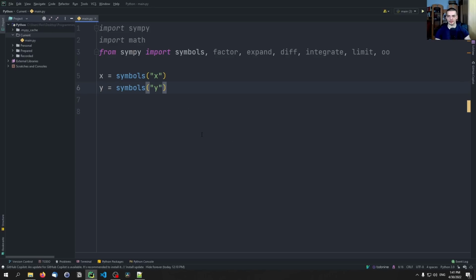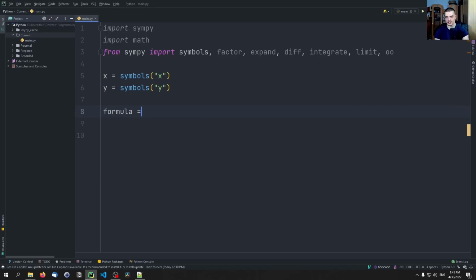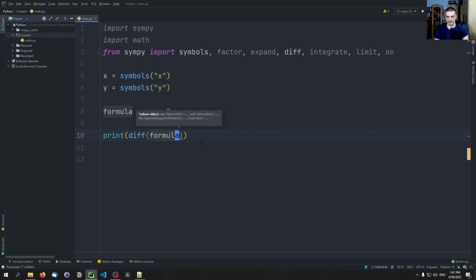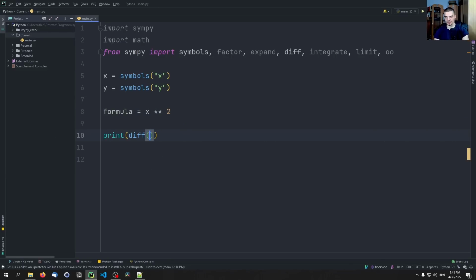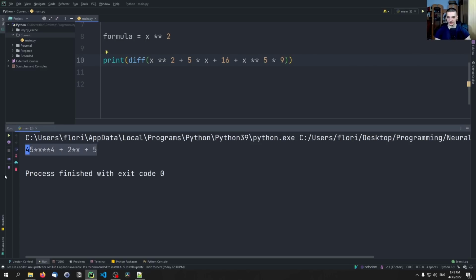So essentially what we can do here is we can say we have some formula, and this formula is, for example, x to the power of 2, and now we want to take the derivative of that. So we can just go ahead, and this is actually very, very useful. I can say diff formula. And then you can see that it takes the derivative of x squared, which is 2 times x. And I can do that for all sorts of formulas. I can say x to the power of 2 plus 5 times x plus 16 plus x to the power of 5 times 9 or something. And it will give me the correct derivative. At least I hope it's the correct derivative.